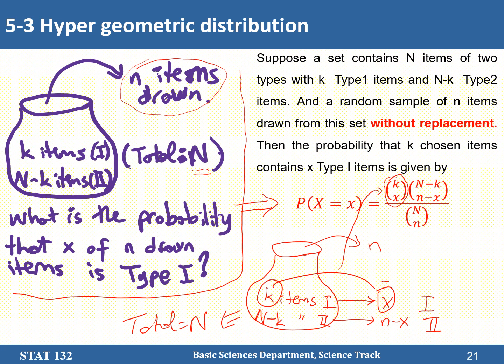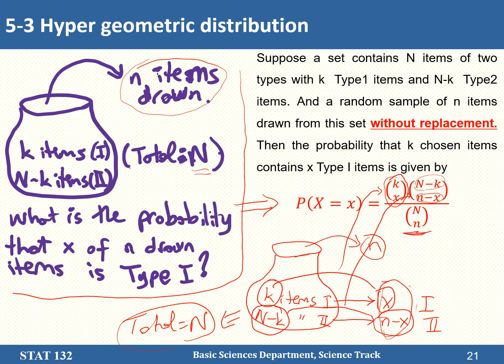And in how many ways can we choose n minus x items from big N minus k items? This is what we write here. This is the number of ways of choosing n minus x items from big N minus k items. When we multiply, we get all the possible outcomes having this property, x of type 1 and n minus x of type 2. And we divide by the total number of ways of choosing n from big N. So we write it here.